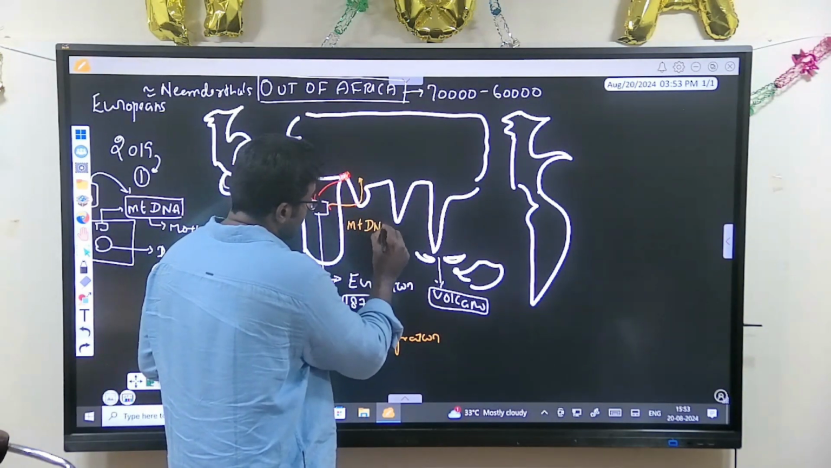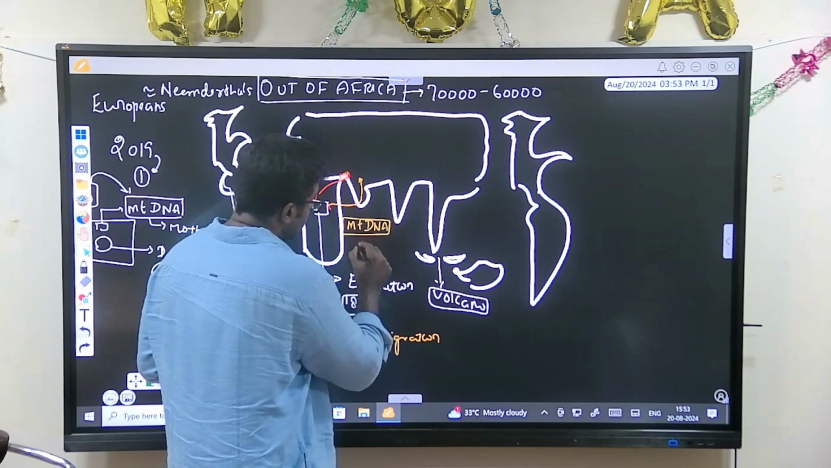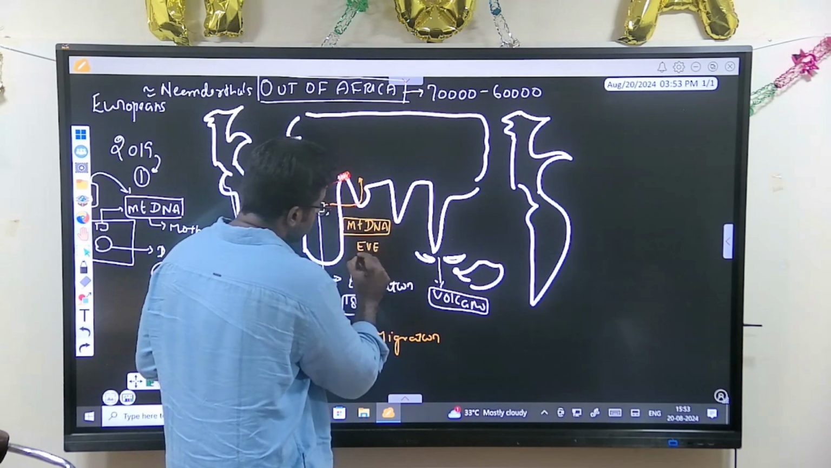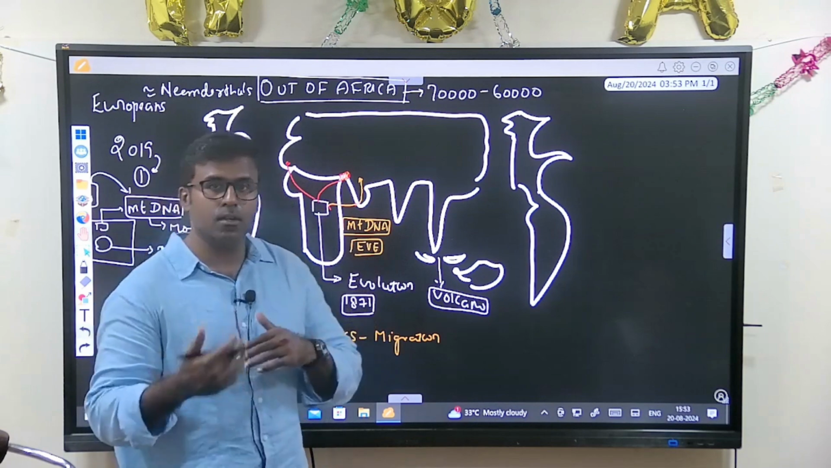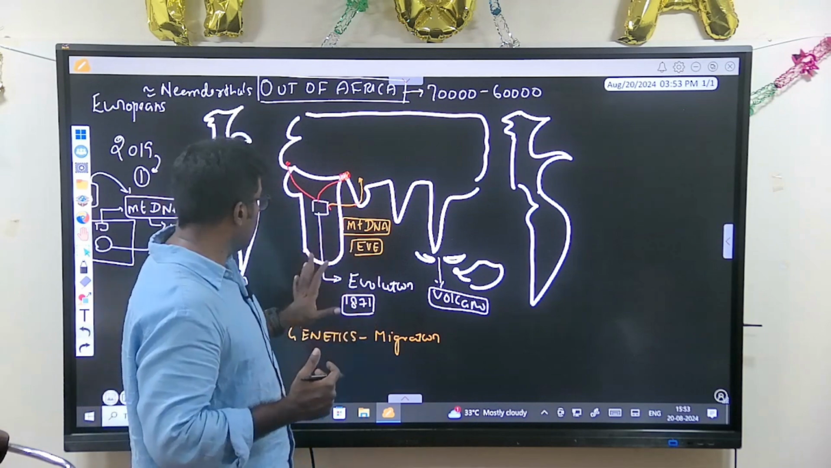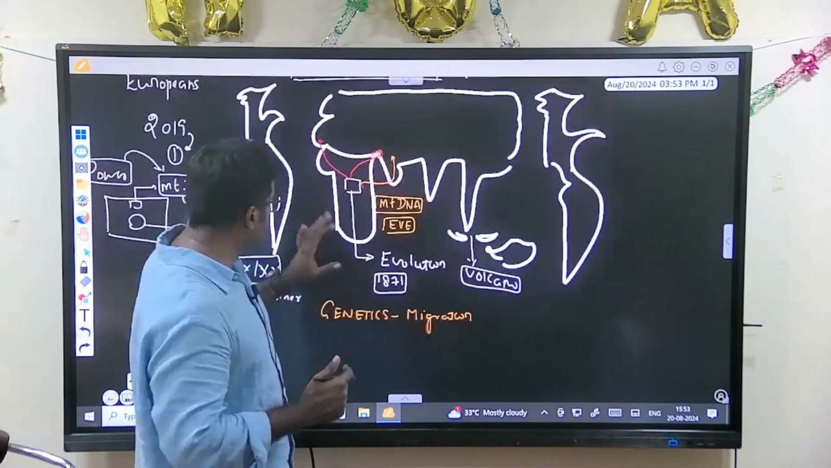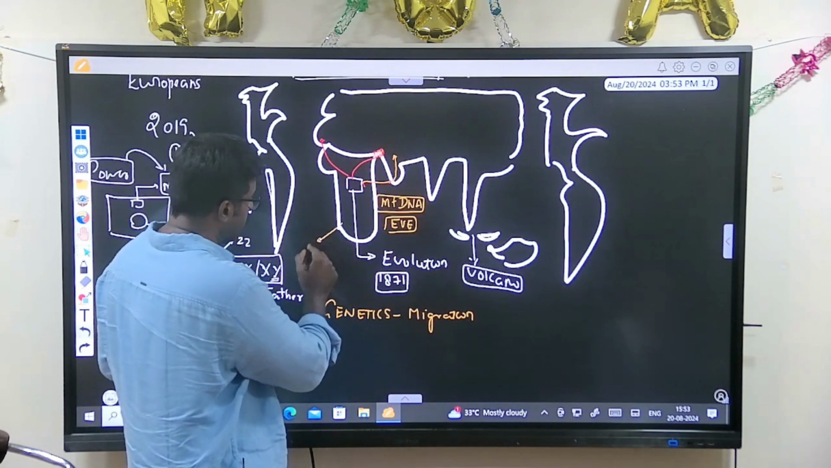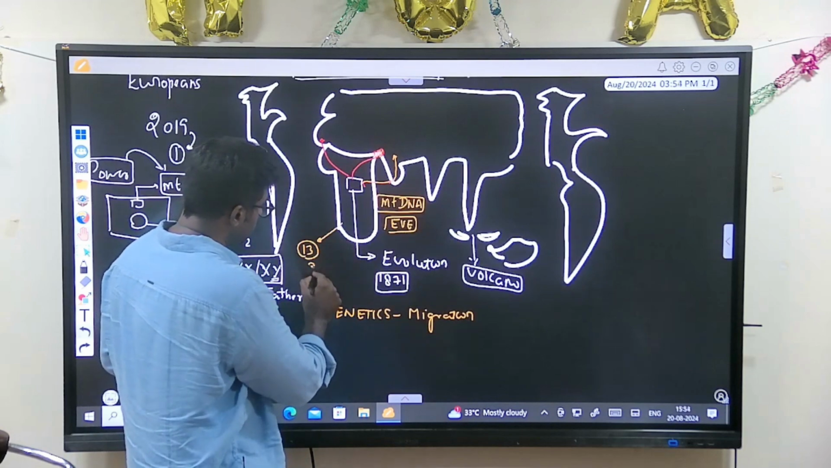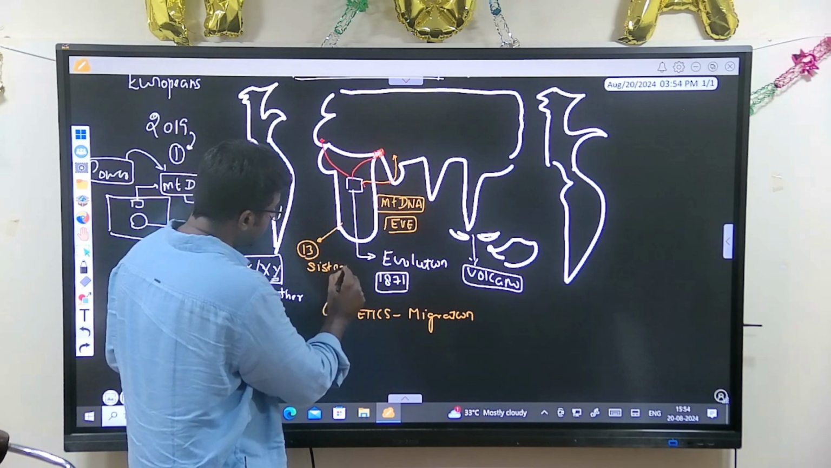What scientists now say is that there is a mitochondrial Eve. This is one interesting fact. Now imagine that in Africa there are 13 sisters.